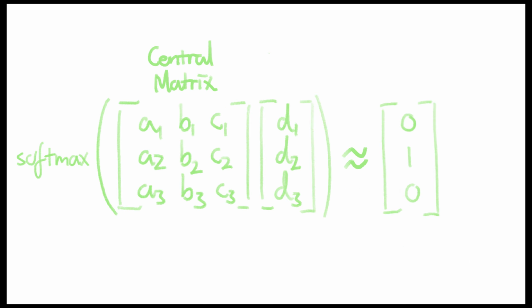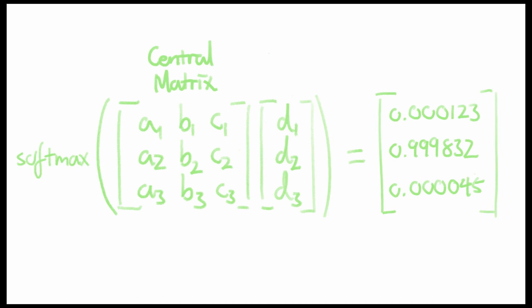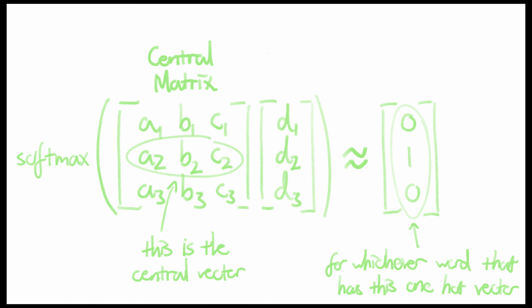For the central vector matrix, if we want the softmax output of the multiplication of a vector with a matrix via one-hot vector where, say, the second index is 1, only when the multiplication of the second row and this vector results in a significantly larger value than the multiplication of every other row with this vector, the softmax output will converge to its one-hot vector representation. And this is the central vector row that will correspond to this word with this one-hot vector.